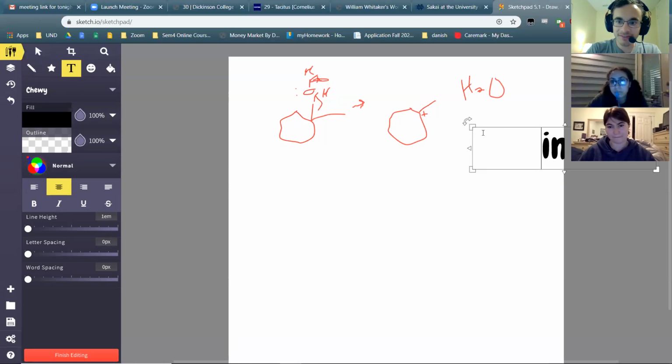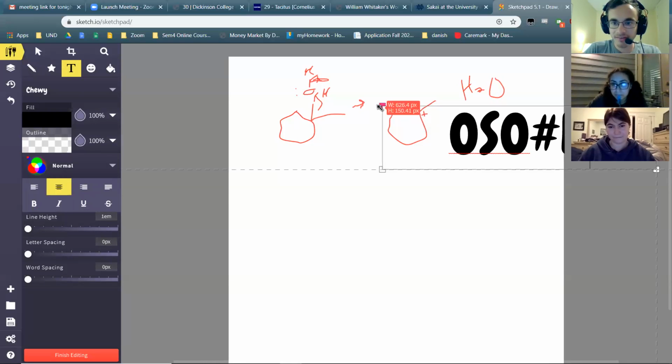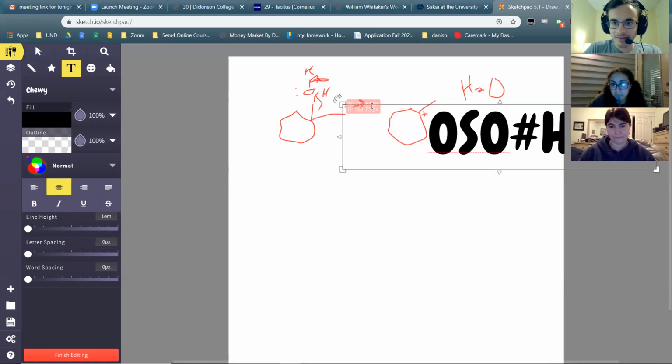OSO3H. I don't even think you can see that. I'm going to try to. So you formed in the reaction, right? This is the analog to Br minus if we use hydrobromic acid, right?